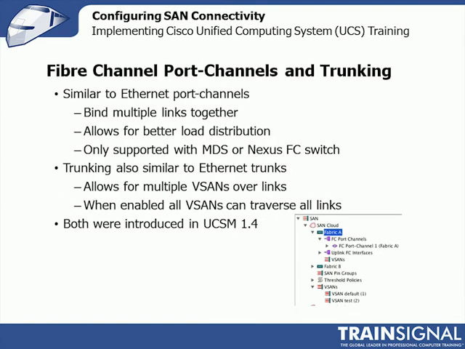Similar to Ethernet, we can do Fibre Channel port channels and trunking. Port channels, just like Ethernet again, bind multiple links together for better load distribution, and if you fail a connection or a link that's part of a port channel, nothing has to be repinned. If you remember, we talked about network connections getting pinned to uplinks. Well, Fibre Channel connections from a blade also get pinned to uplinks to the Fibre Channel fabric. With port channels, if we lose a link and the port channel still has at least one surviving member, things just automatically happen and get redistributed.